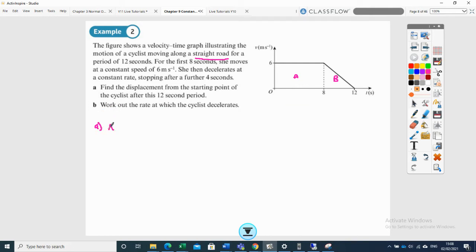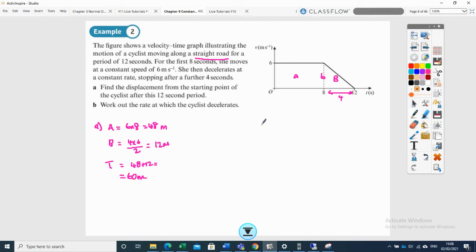So the first one, A, is equal to 6 times 8, which is 48 meters. And B is equal to, right, so the base of this triangle is 4, the height is still 6. So 4 times 6, because it's a triangle, divide it by 2. That will be 12 meters. So the total displacement is equal to 48 plus 12, which equals 60 meters. Okay, now we can do it that way.